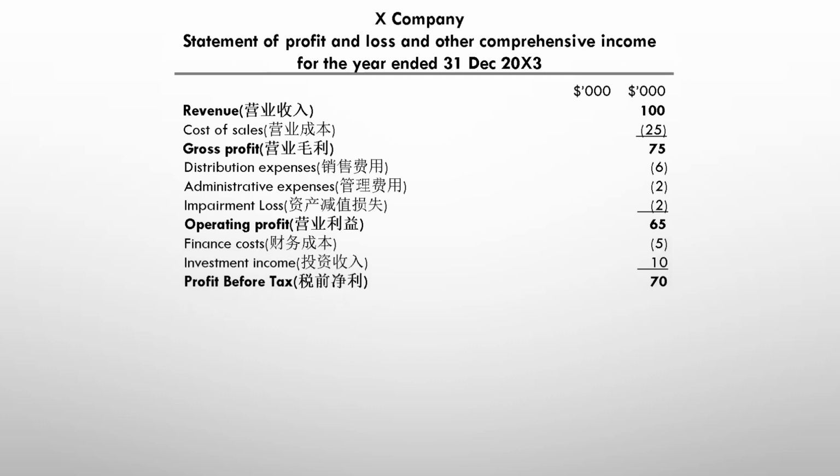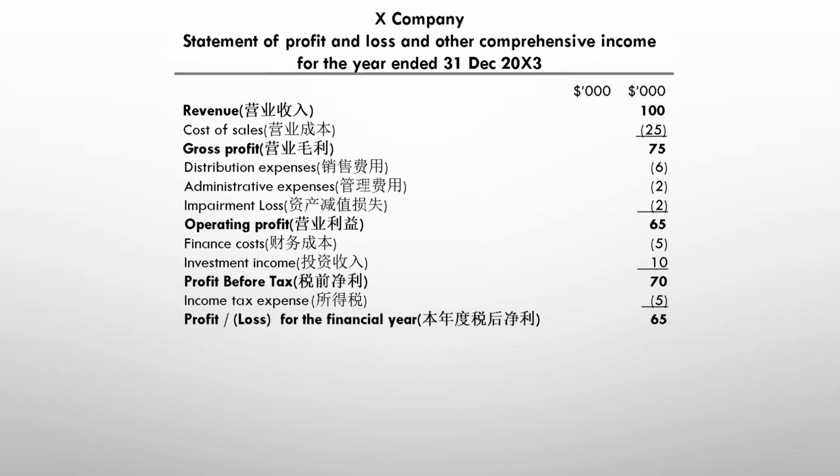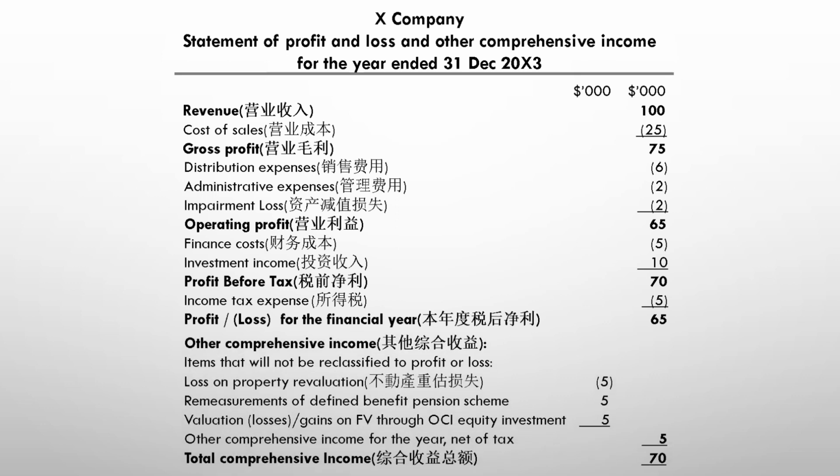Then, deduct finance costs and add investment income and arrive at profit before tax. After deducting income tax expenses, we will get the profit or loss for the financial year. We will then include other comprehensive income items to arrive at the total comprehensive income.